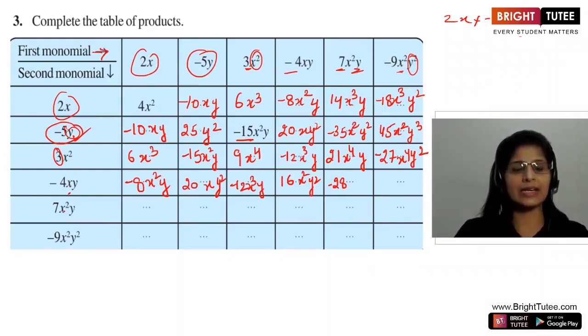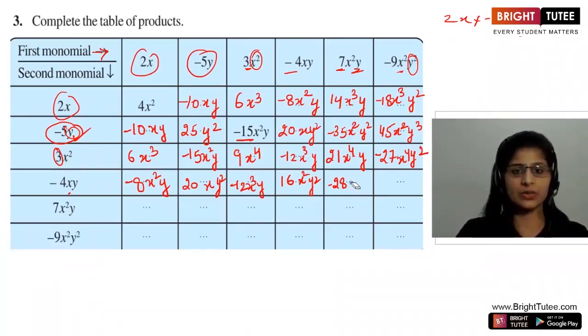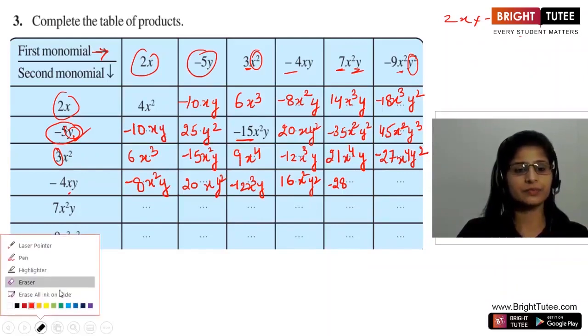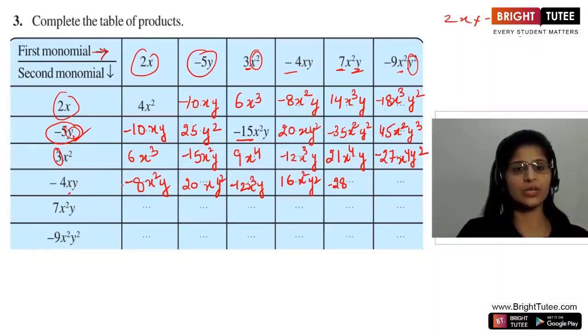X square and x square will become x to the power 4, and y will make, okay, wait a second. Okay, let's do it again. So we had 7x square y and minus 4xy we are doing. So 7 fours are 28, minus 28. X into x square is x cube, and y into y is y square.